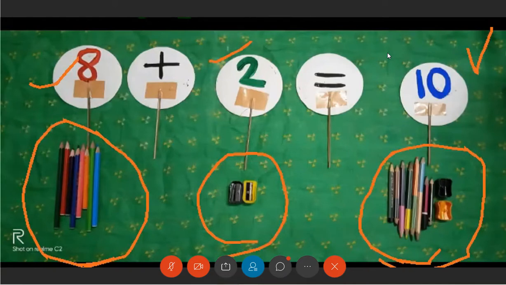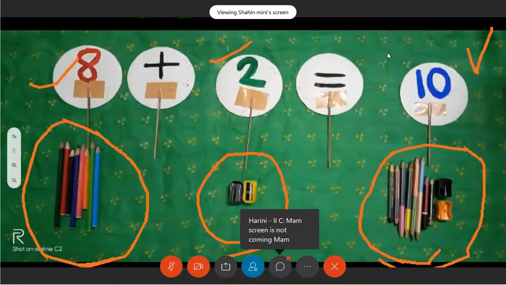Okay, ma'am. Thank you, ma'am. Any other doubt? You have to do the activities with the real items. Okay, children? Children have to do this activity.